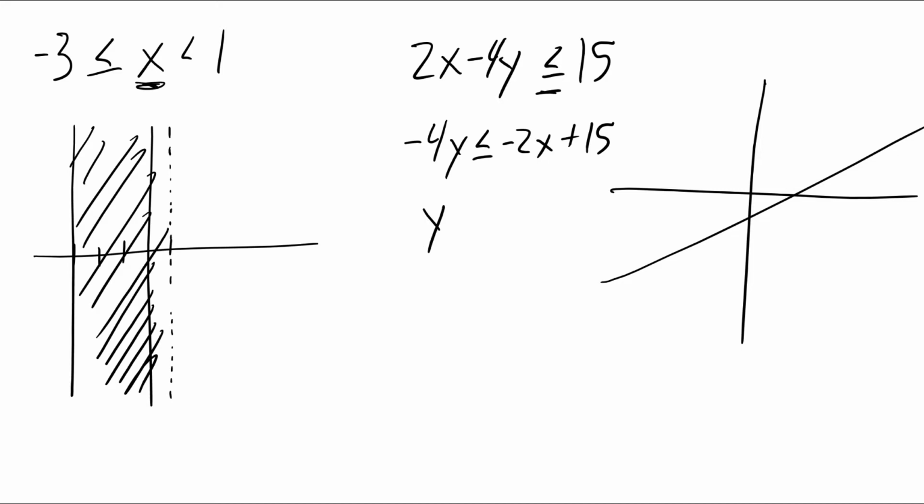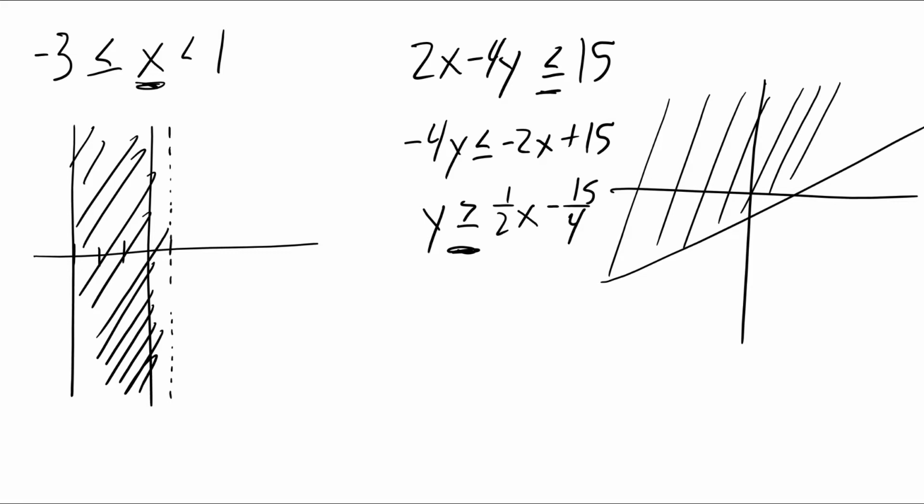And then we'll divide both sides by -4. That's going to give us y is greater than or equal to, because when we divide or multiply by a negative number, we have to flip our inequality sign. So that gives us y is greater than or equal to positive 1/2 x minus 15/4. And so what we can see now is that our inequality is actually greater than or equal to, which tells us that we're going to be shading above that line rather than below.